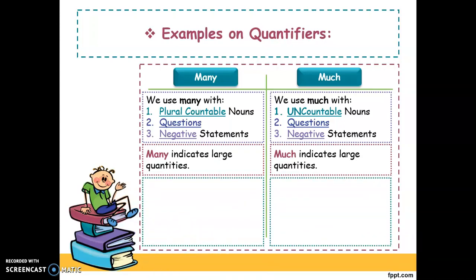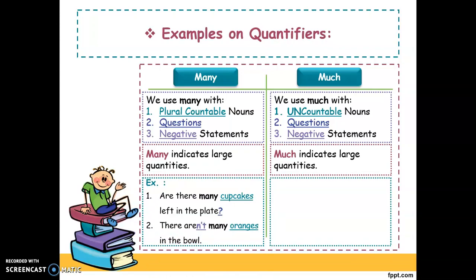Let's look at some examples. So, many. Are there many cupcakes left in the plate? See, here we used many, and we said cupcakes. Cupcake is a countable noun, and we used it in the plural form by adding an s. And we notice that it is a question from the question mark which is ending the sentence. That is sentence number 1.